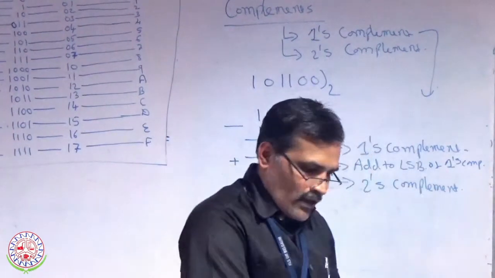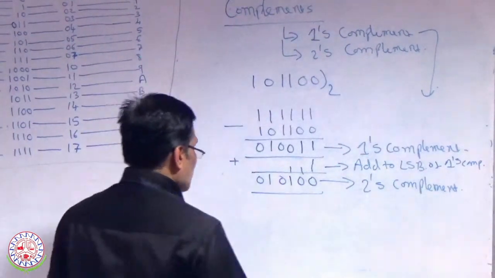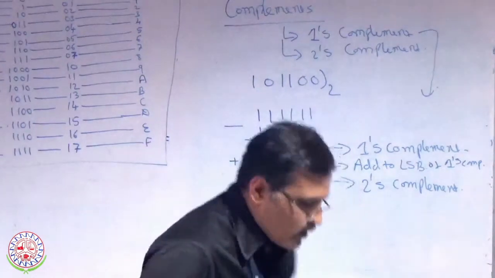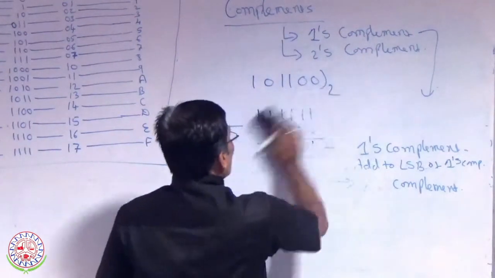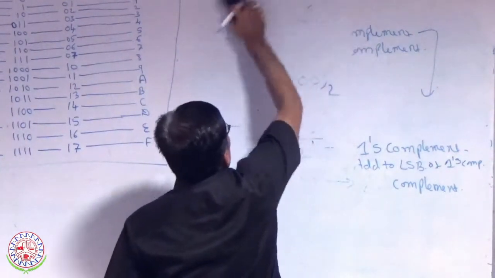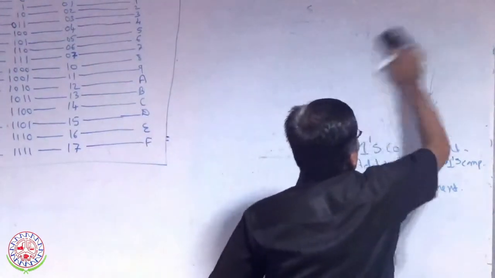Okay. So apart from this, there is one more concept, like excess 3 code. One more type of special code which is known as excess 3 code.